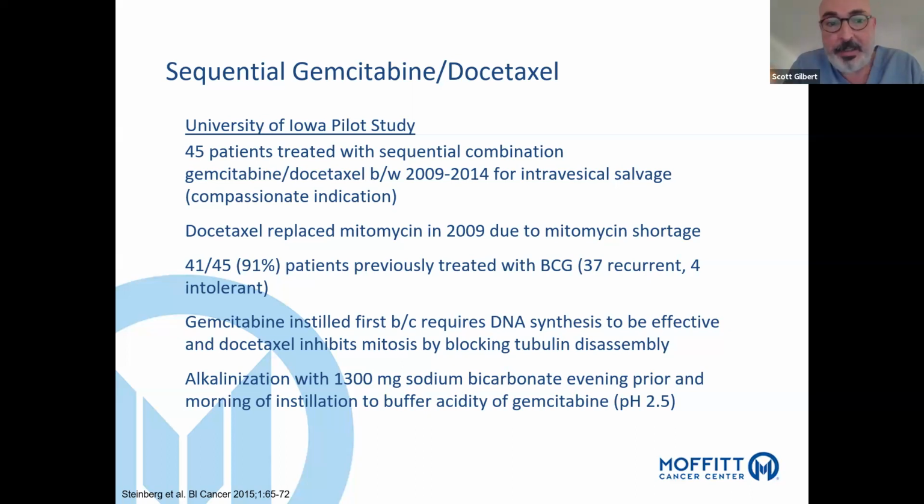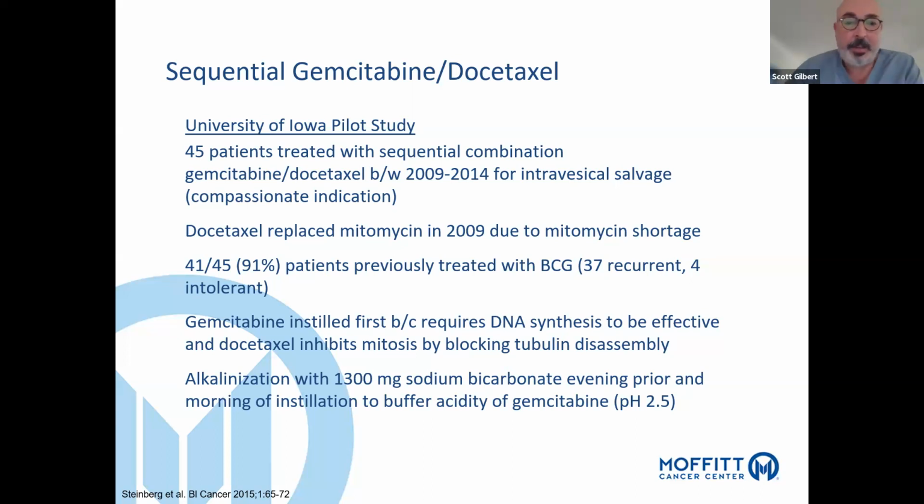Gemcitabine is theoretically induced first because it requires DNA synthesis to be effective, and docetaxel inhibits mitosis by blocking tubulin disassembly. So if you gave the docetaxel first, then you could argue, microbiologically, that the gemcitabine wouldn't be able to do its job because DNA synthesis had been inhibited.